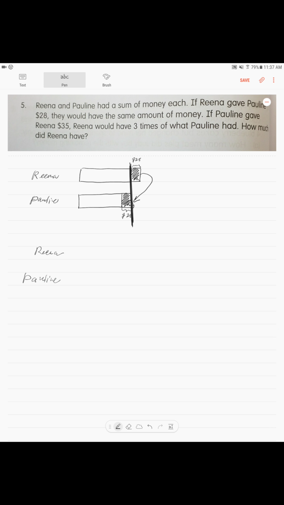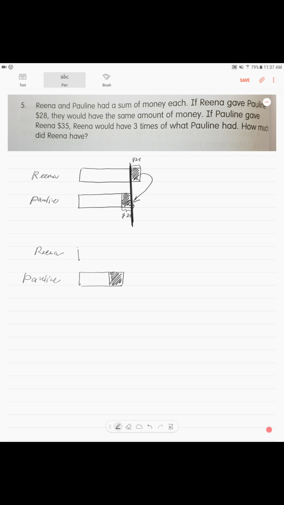Pauline, right? So what happened? Now she had this money, right? So she's losing 35. She's giving 35 to Rina, right? Now Rina, she had this amount of money.